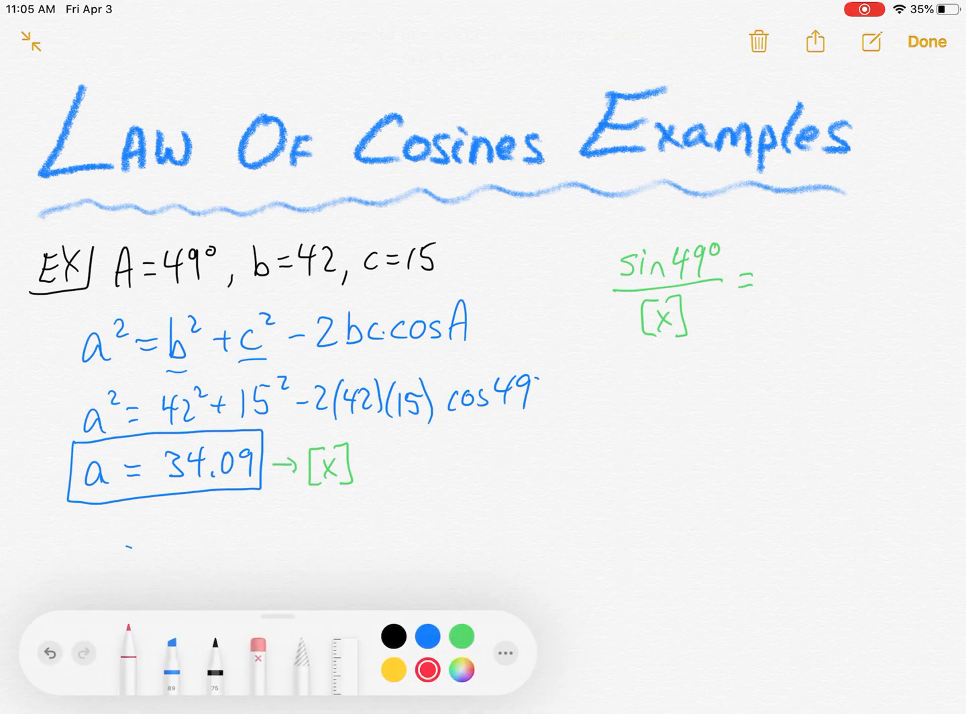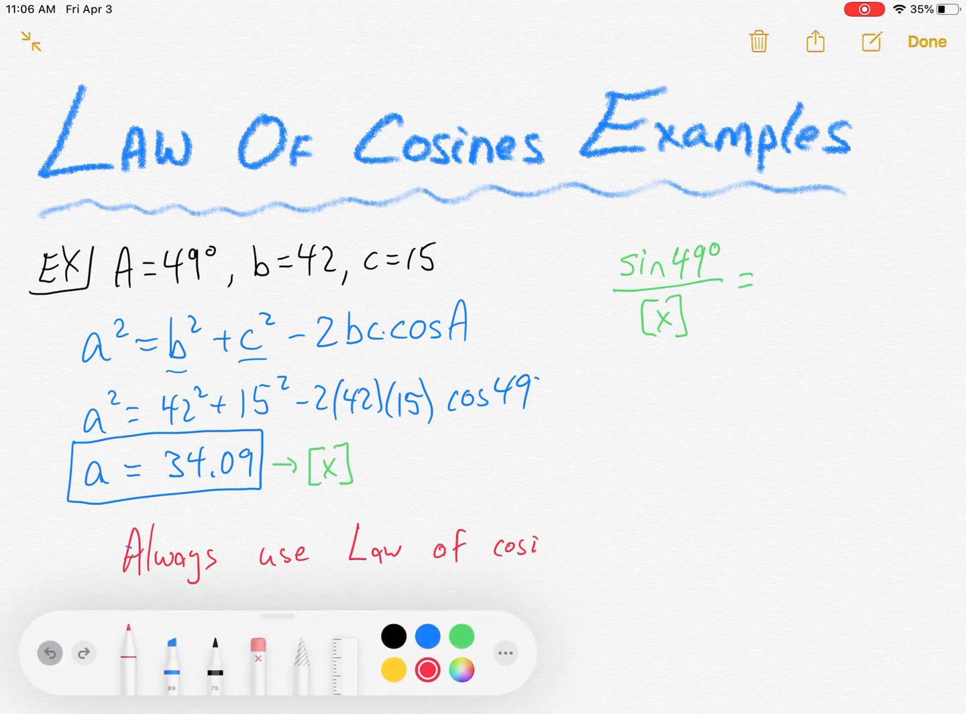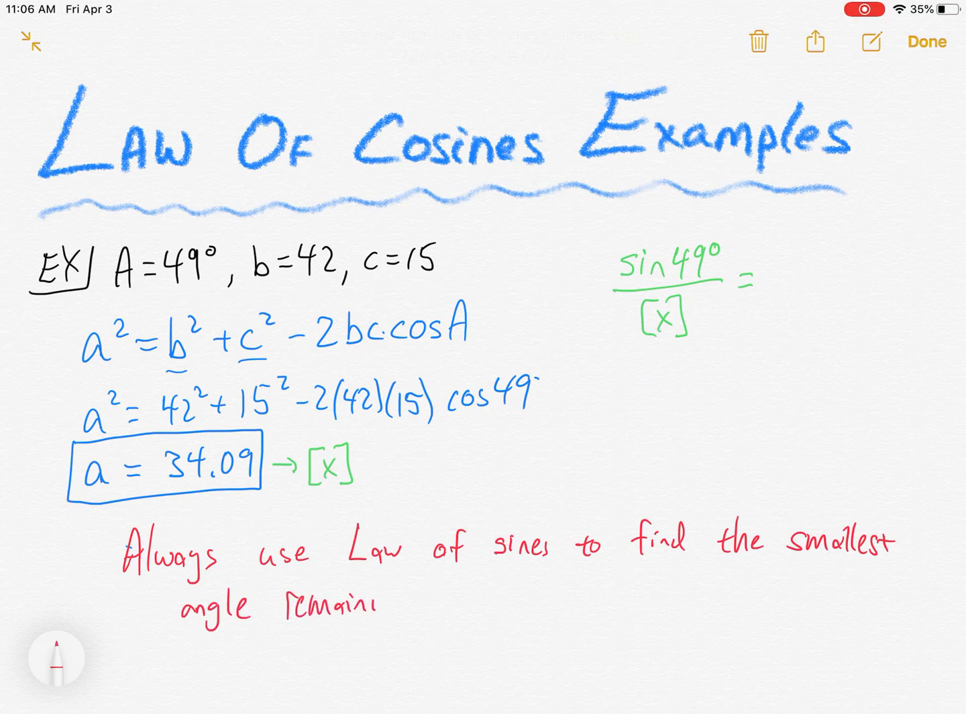Maybe I'll write this out in red here. Always use law of sines. I'll do the cosine statement in a moment. Always use law of sines to find the smallest remaining angle. Smallest, that is so important.